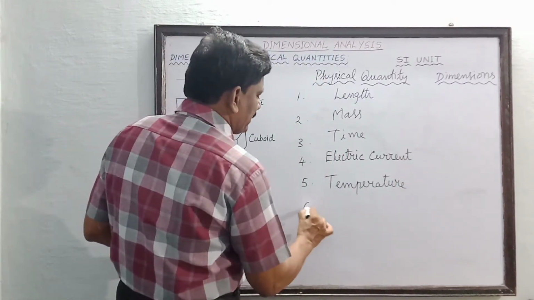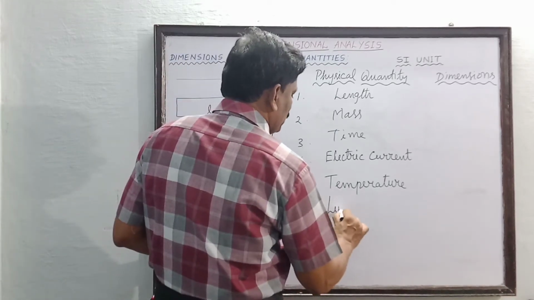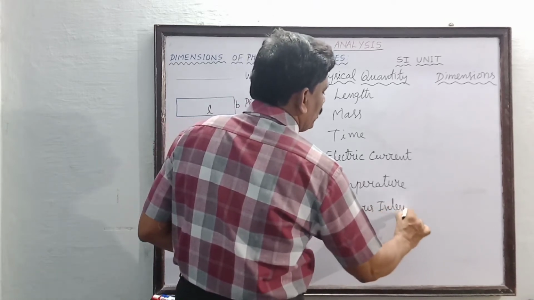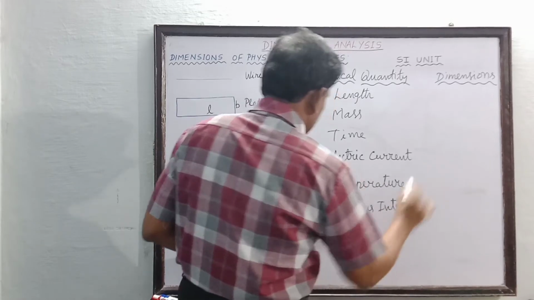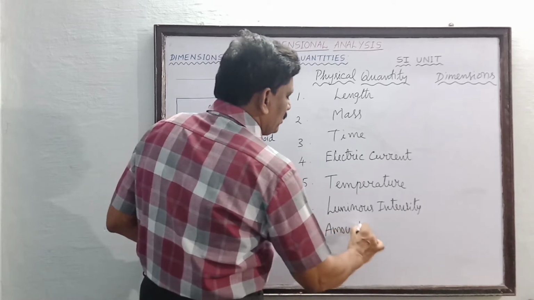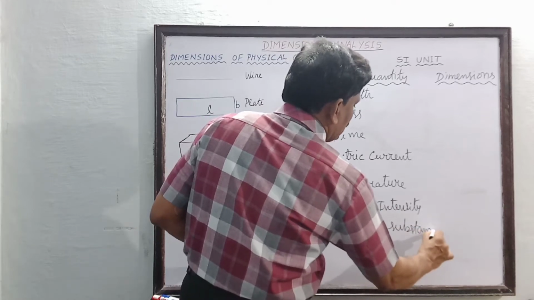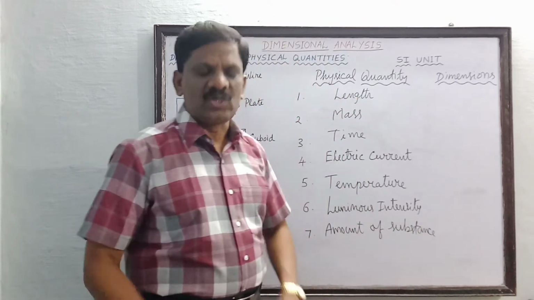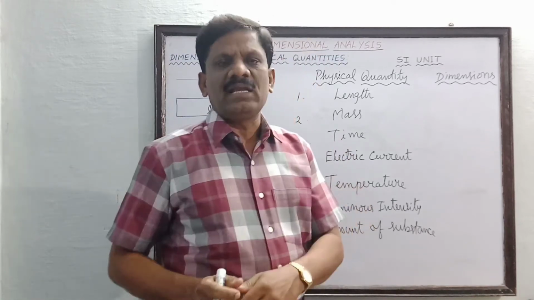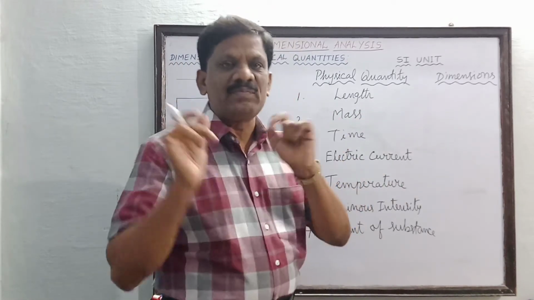The sixth one, in optics, is luminous intensity. And lastly, amount of substance. So these are the 7 fundamental physical quantities in the SI system. Now, what are the dimensions allotted for each fundamental quantity? They must be represented in square brackets.